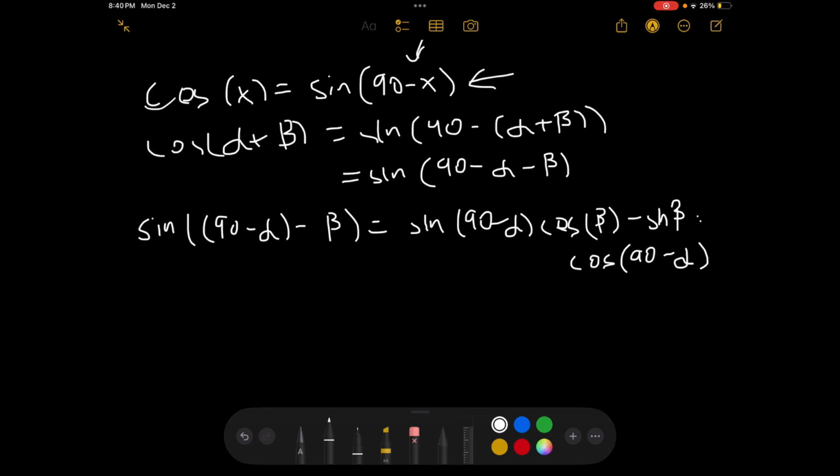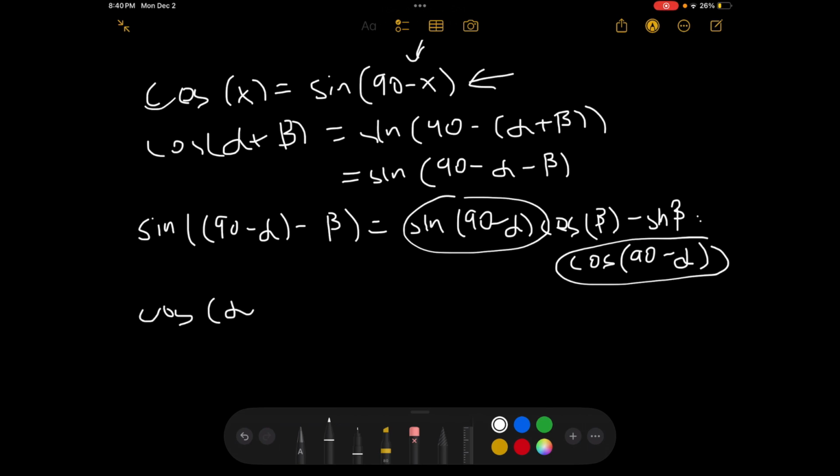We can just rewrite this first term as cosine and this last term as sine. So that would be cosine of alpha times cosine of beta minus sine of beta times sine of alpha. And we can just reorder these terms.